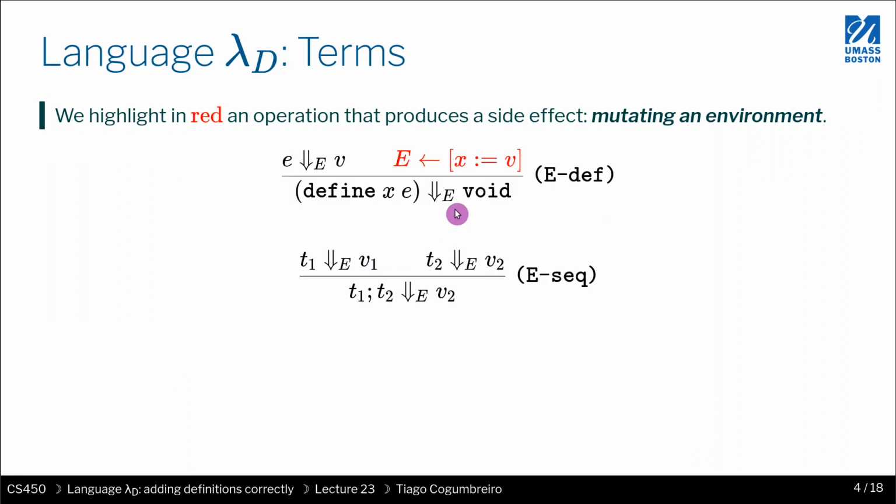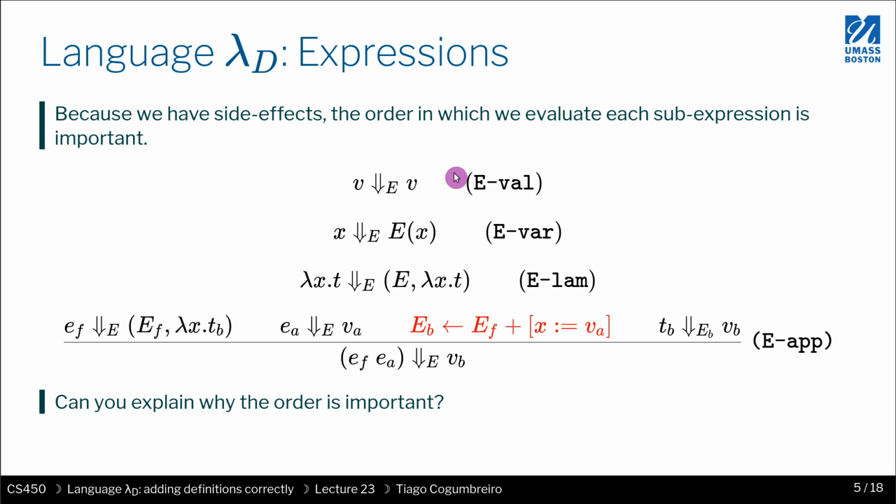And what this operation is saying is that we're going to take the same environment and we're going to add X equal V. We're going to make sure that the new value is there. Okay. So now let's look at expressions. And expressions are very close, very similar to Lambda E and also Lambda F, with an exception being function application.